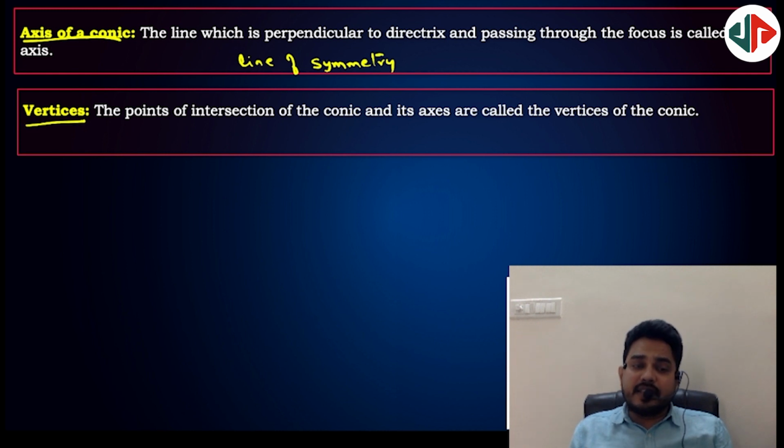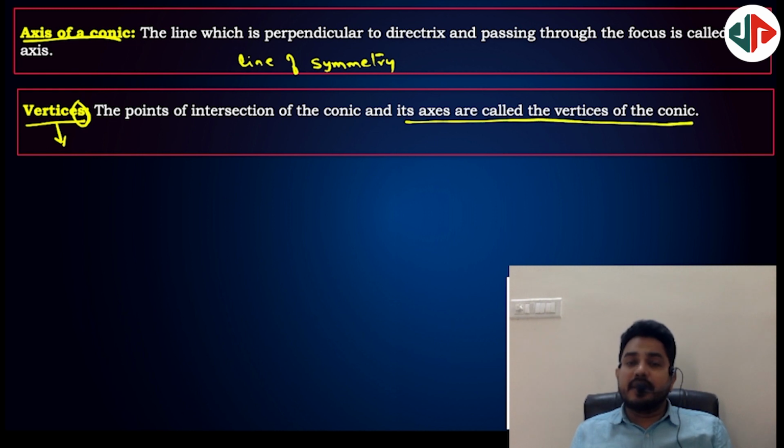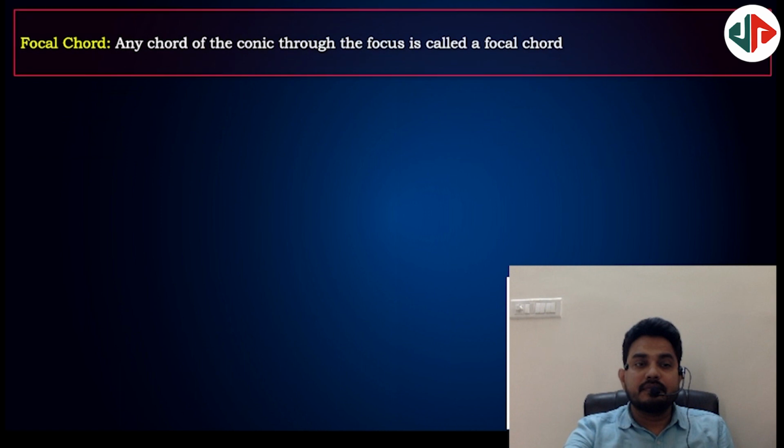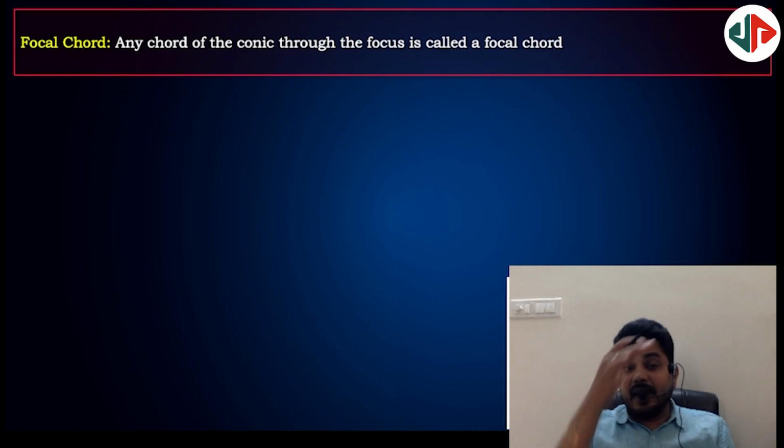Vertices. Here one vertex or two are possible. The points of intersection of the conic and its axis are called the vertices of the conic. Focal chord: any chord of the conic through the focus is called a focal chord.